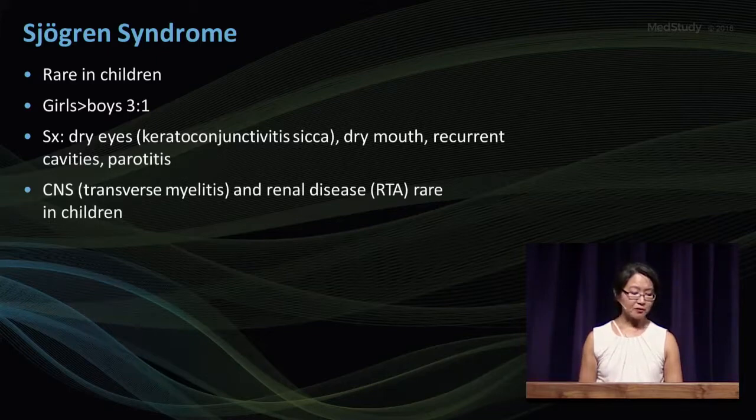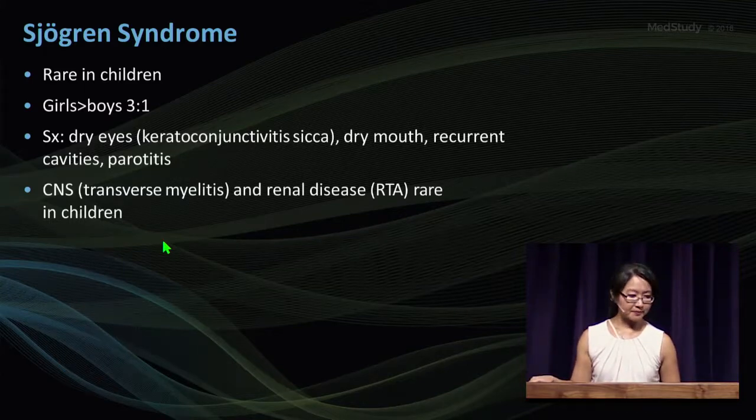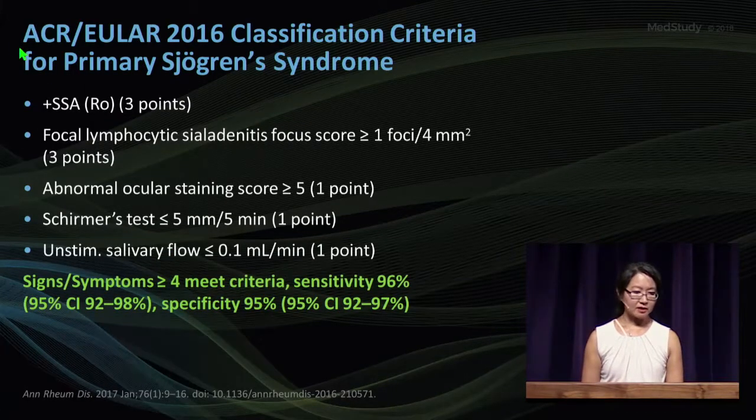Even more rare than that is transverse myelitis. I've seen only one case in my career where a patient with Sjogren's presented with acute paralysis in their legs. Renal tubular acidosis can also occur. Usually it's a distal renal tubular acidosis, and it's rare in children as well. You'll see hyperkalemia.